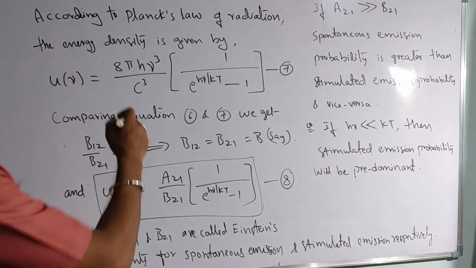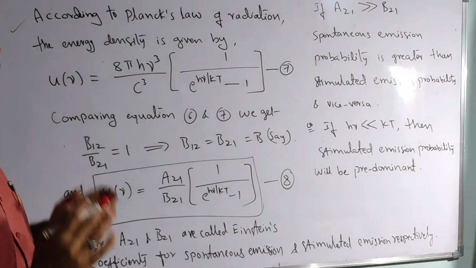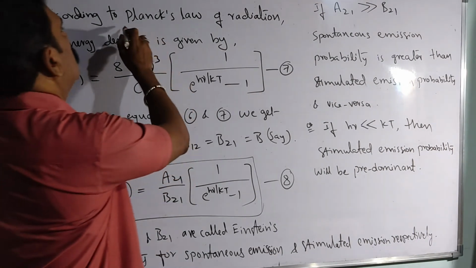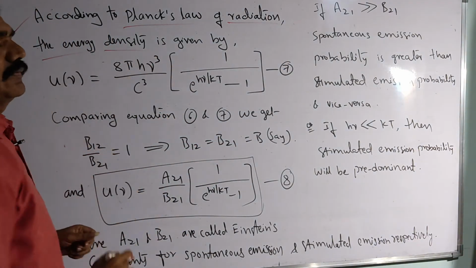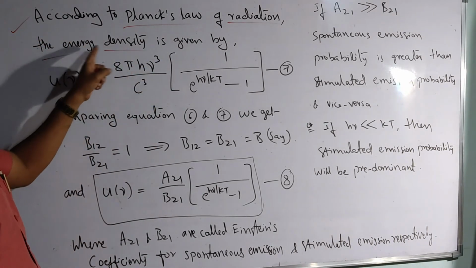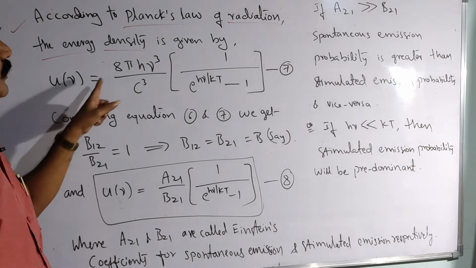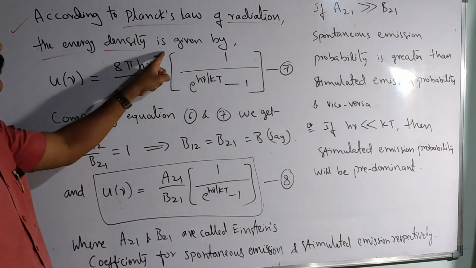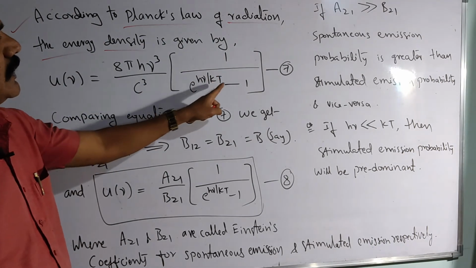Okay, now look at the continuation here. According to Planck's law of radiation, that standard equation can be compared easily with the Planck's law of radiation of the energy density. So we have the equation for energy density in that previous equation, but the energy density is given by Planck's law of radiation also. So that is U of nu is equal to 8 pi h nu cube by c cube into 1 by e to the power of h nu by KT minus 1.